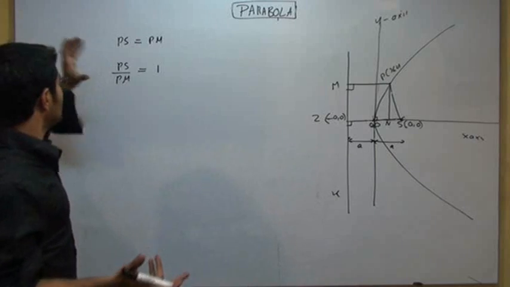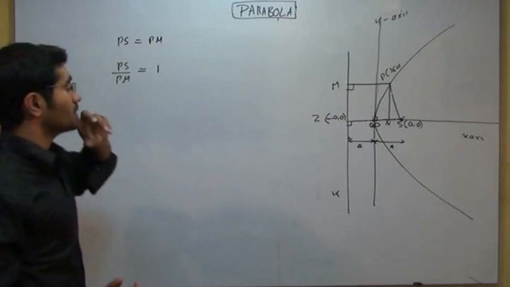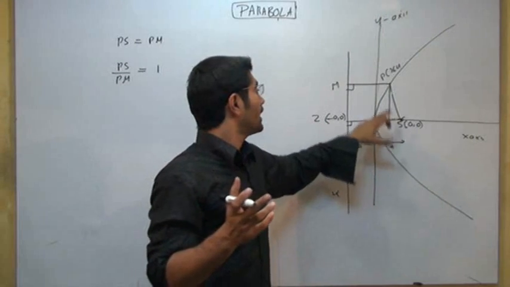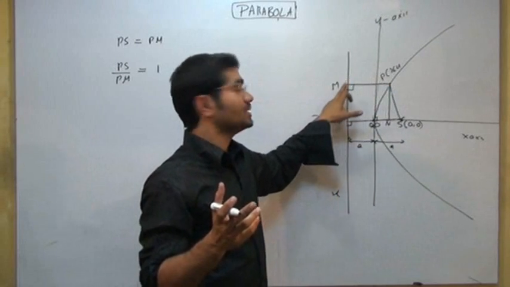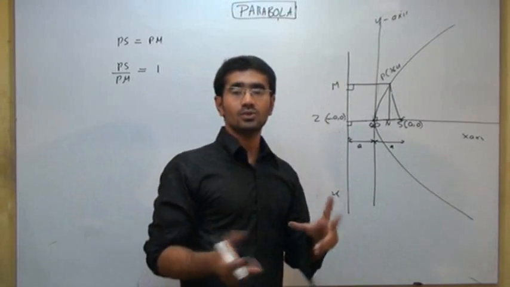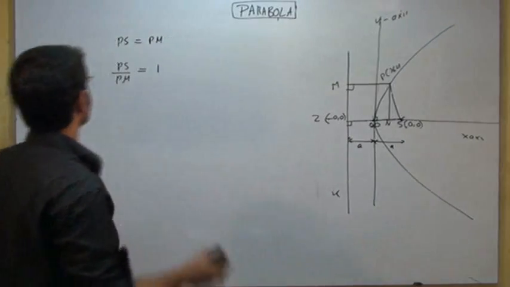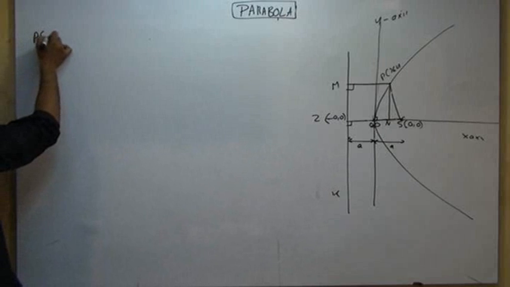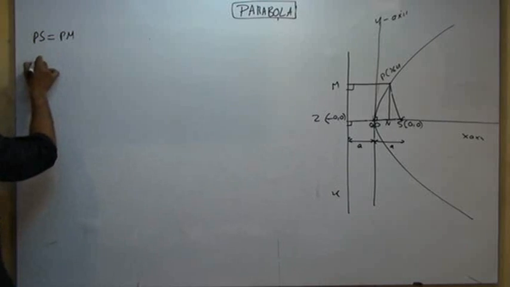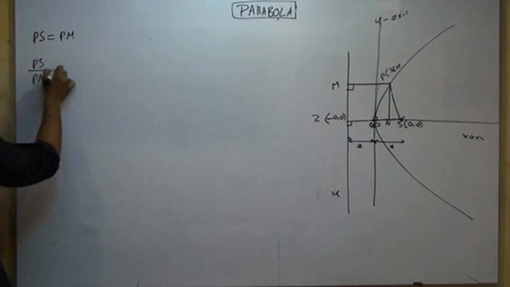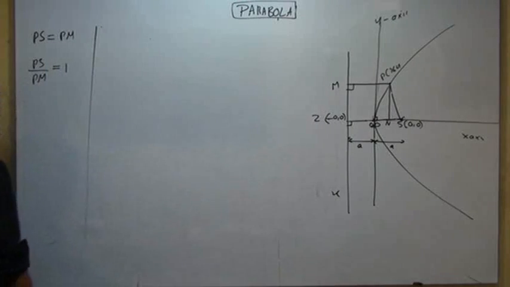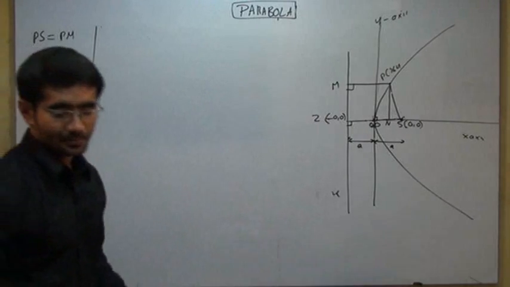So I need to worry only about PS and PM. How would I find the length of PS? It should be my concern. And how will I find the length of PM should be my concern. If I find these two things, I just come back and substitute in this. So let us write it here and keep. I know the parabola definition is PS is equal to PM, or PS by PM is 1. Right, that's what I have. So keep it aside and let us come back to this.